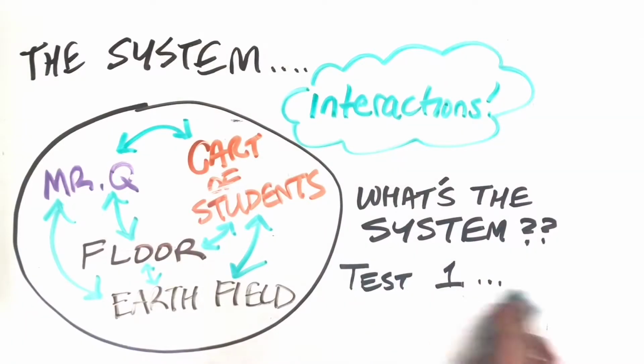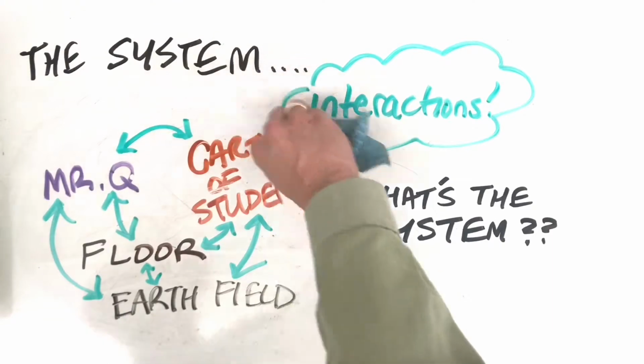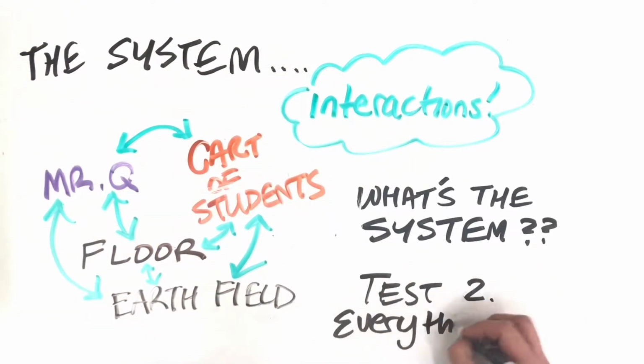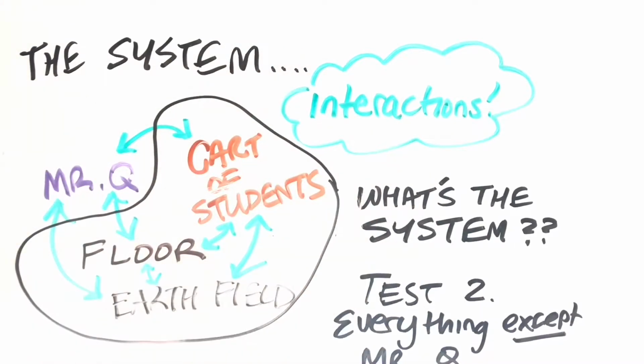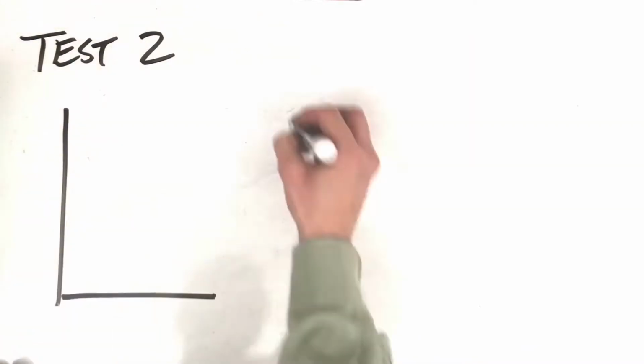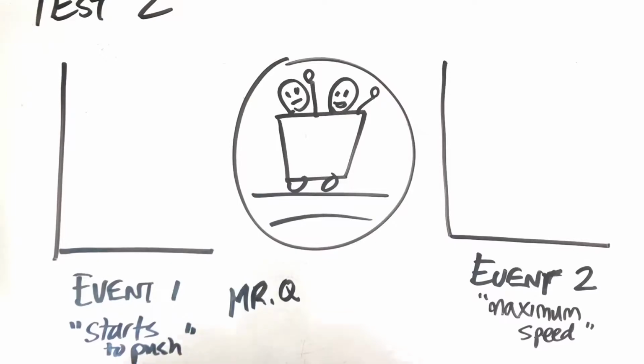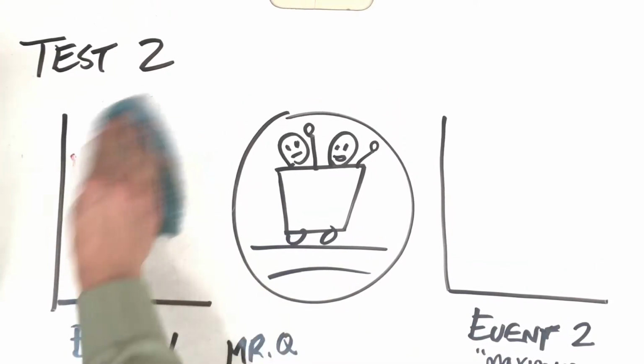But what if I wasn't inside the system? What if Mr. Q wasn't part of the system? So here's our test 2, where everything except Mr. Q is circled. Notice there are some interactions that go across the system boundary. So now we have Mr. Q without the system in there.